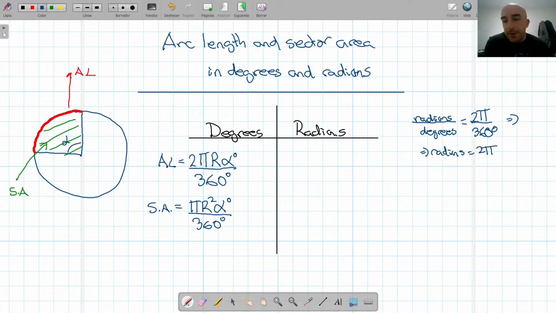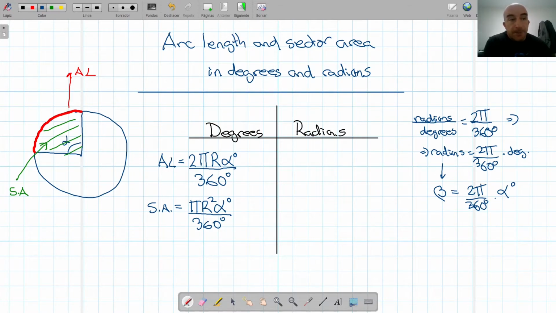If we now put radians as our subject of the equation, we have 2 pi divided by 360 times our angle in degrees. I'm going to call our angle in radians beta, and our angle in degrees, as I did in the formula, alpha. So our angle in radians is going to be our angle in degrees multiplied by 2 pi and divided by 360. So I was just reminding you how to convert from one to the other.